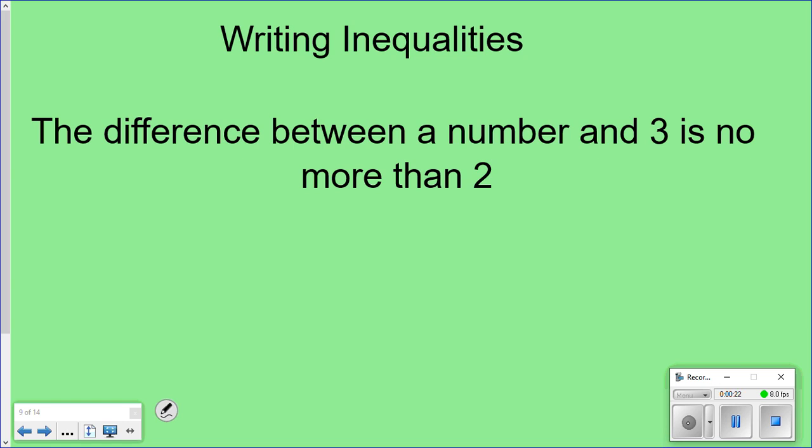So the first type that you're going to see today is the kind that they actually just give you a sentence for, and you have to basically just convert it to an inequality. So here's an example. It says the difference between a number and 3 is no more than 2. The difference between a number and 3 is no more than 2. Remember, an inequality looks something like this. Okay, remember that's what an inequality kind of looks like.